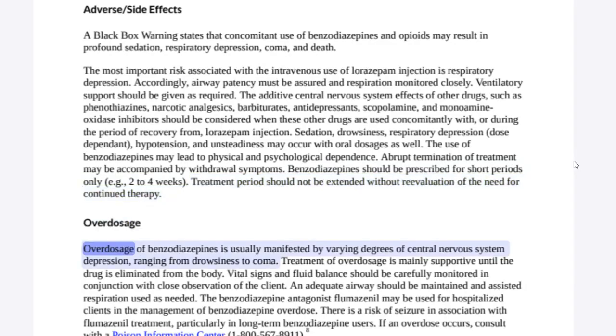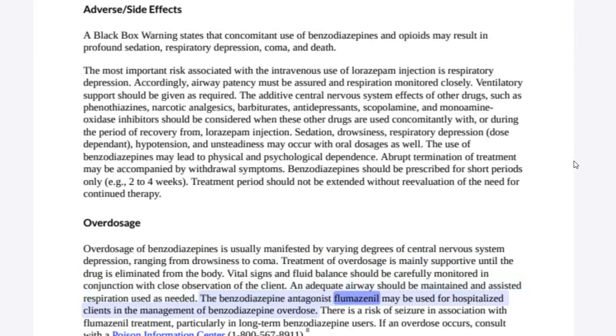Overdosage. Overdosage of benzodiazepines is usually manifested by varying degrees of central nervous system depression, ranging from drowsiness to coma. Treatment of overdosage is mainly supportive until the drug is eliminated from the body. Vital signs and fluid balance should be carefully monitored in conjunction with close observation of the client. An adequate airway should be maintained and assisted respiration used as needed.